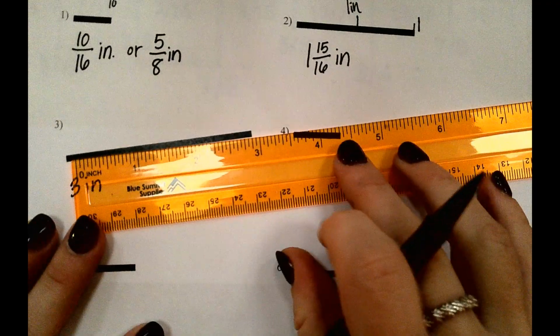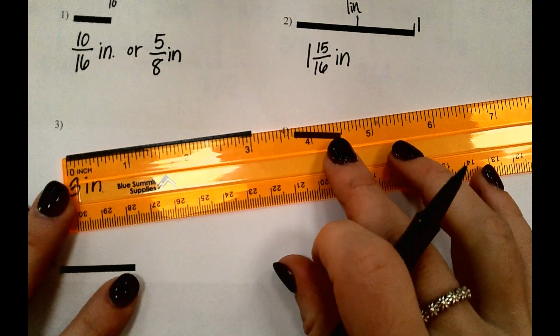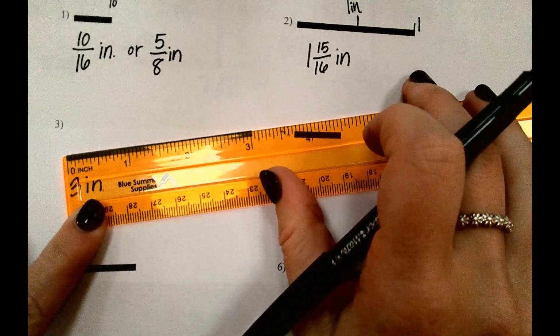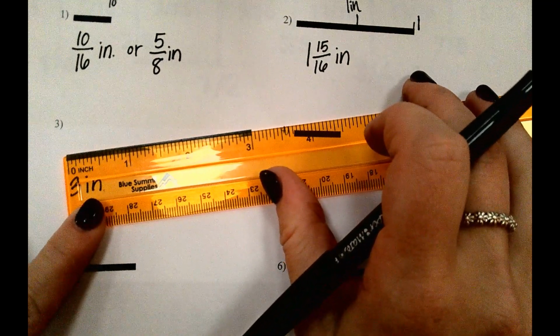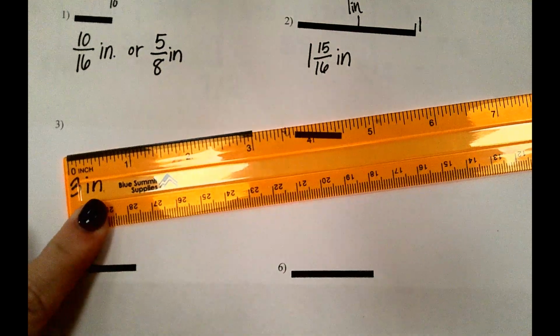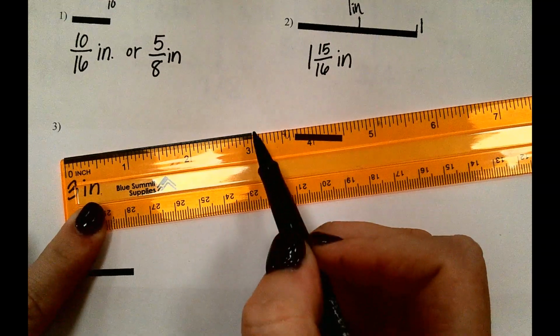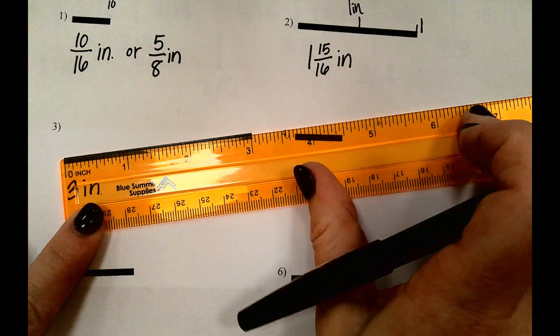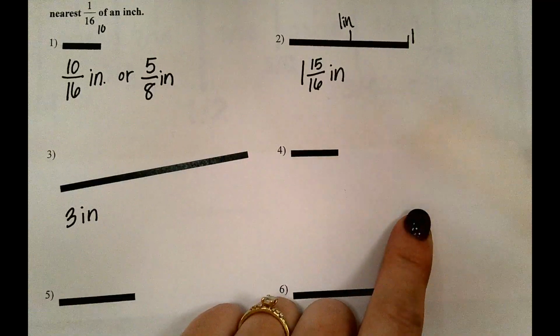I hold my ruler up to this line segment, lined up with the 0. And sure enough, it's a little bit in between, but I'm going to say that it lands much closer to 3 than 3 1/16. So we're going to say this is exactly 3 inches here. Pretty good. Okay, number 4.